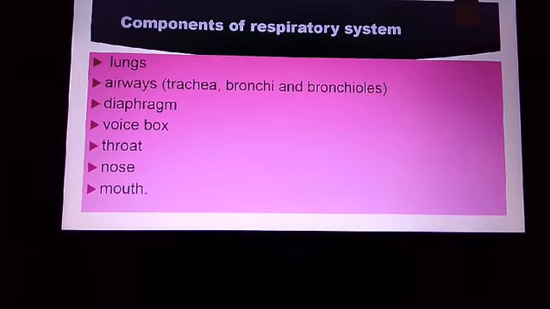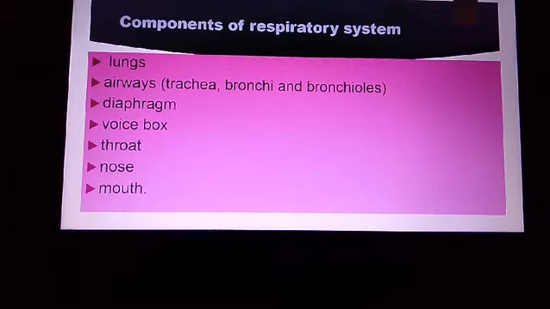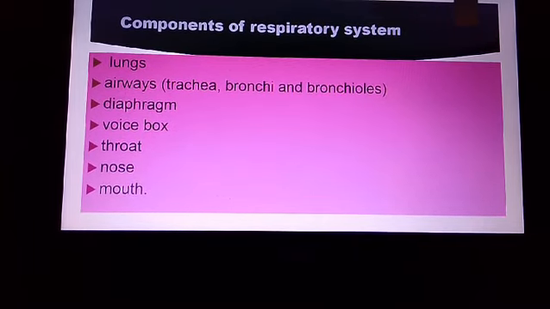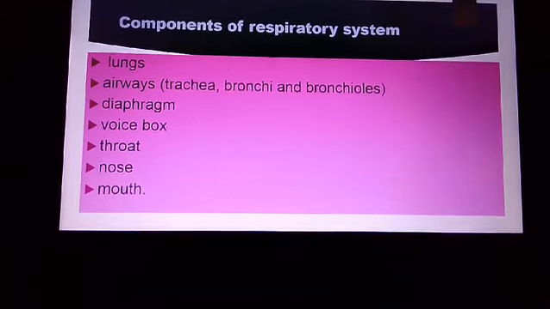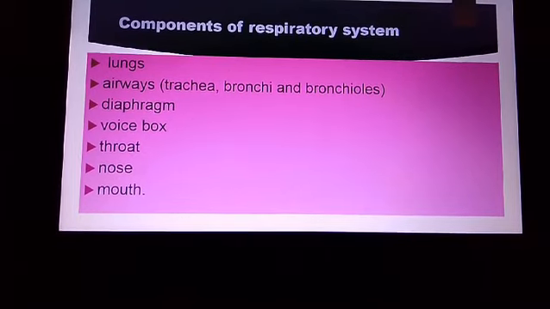Here are the components of the respiratory system. With respect to its arrangement, it starts from the downward towards the up: mouth, nose, throat, voice box, diaphragm. Airways comprise the trachea, bronchi, bronchioles, and the last one is the lung. These are the components involved in the respiratory system, and the arrangement starts from the downward towards the upward direction.